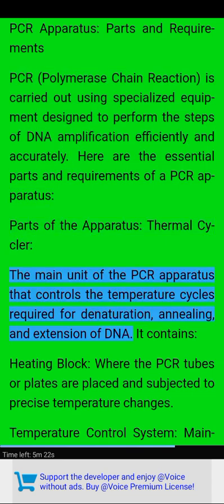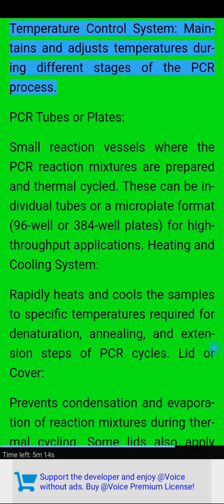Parts of the apparatus. Thermal cycler: the main unit of the PCR apparatus that controls the temperature cycles required for denaturation, annealing, and extension of DNA. It contains a heating block, where the PCR tubes or plates are placed and subjected to precise temperature changes. Temperature control system: maintains and adjusts temperatures during different stages of the PCR process.